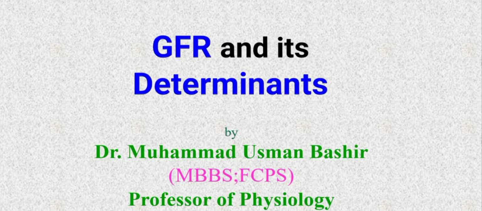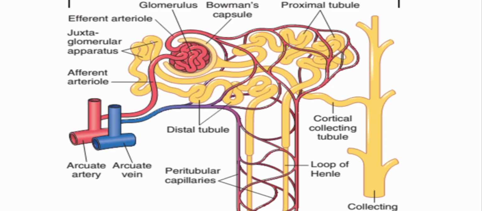I am Dr. Muhammad Usman, Professor of Physiology, and in this short video we will talk about GFR and its determinants. So GFR means glomerular filtration rate. That is, it is the rate at which glomerular filtrate is formed. Now what is glomerular filtrate? Basically it is the first step in the formation of urine. You can say it is the urine to be.